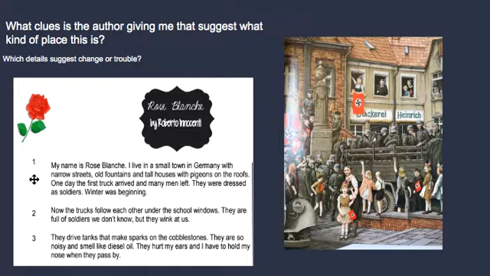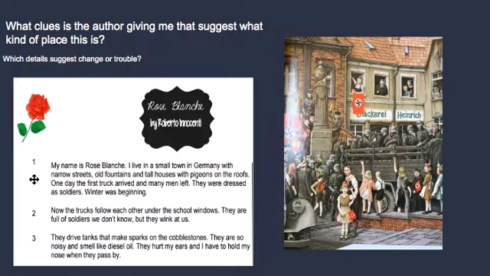My name is Rose Blanche. I live in a small town in Germany with narrow streets, old fountains, and tall houses with pigeons on the roofs. One day, the first truck arrived and many men left. They were dressed as soldiers. Winter was beginning. Now the trucks follow each other under the school windows. They are full of soldiers we don't know, but they wink at us. They drive tanks that make sparks on the cobblestones. They are so noisy and smell like diesel oil. They hurt my ears, and I have to hold my nose when they pass by.